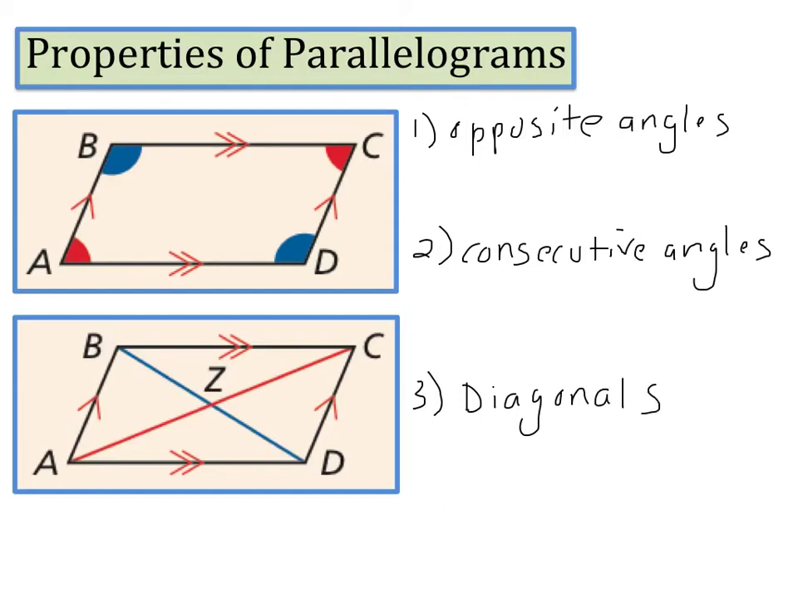Okay, let's talk about the opposite angles first. So, if a quadrilateral is a parallelogram, then the opposite angles are congruent. So here we have angle B is congruent to angle D. And we know that angle A is congruent to angle C. So, if a quadrilateral is a parallelogram, then the opposite angles are congruent.